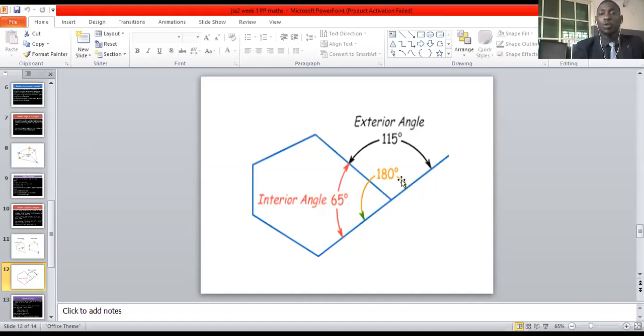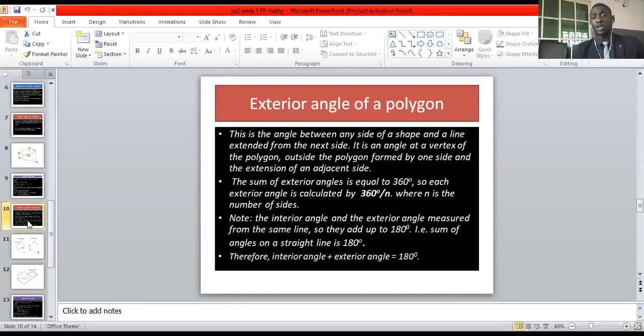So from the sum of angles on a straight line, which is equal to 180, you can see that this interior angle and this exterior angle form a straight line. So the sum of angles on a straight line gives 180. So if this one is 65, how did they get 115 here? Interior angle plus exterior angle will give you 180. So if you do the calculation, interior angle 65 plus exterior angle equals 180. 180 minus 65 will give you 115. That's what this explanation is talking about. The interior angle and the exterior angle measured from a straight line add up to 180. Therefore, interior angle plus exterior angle equals 180.